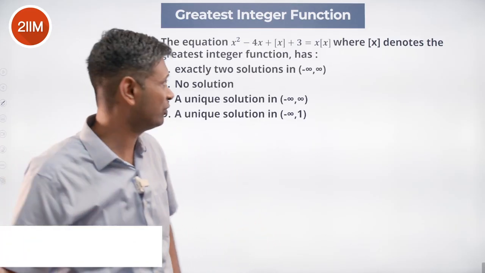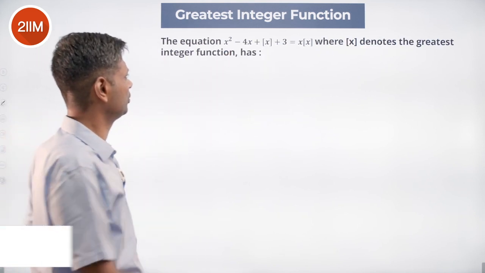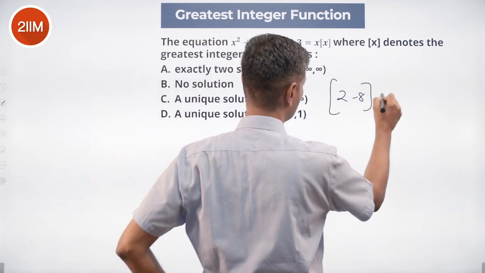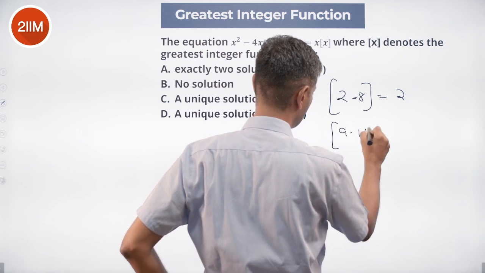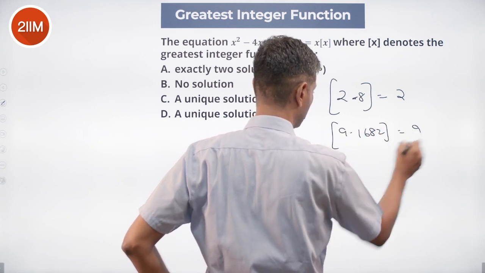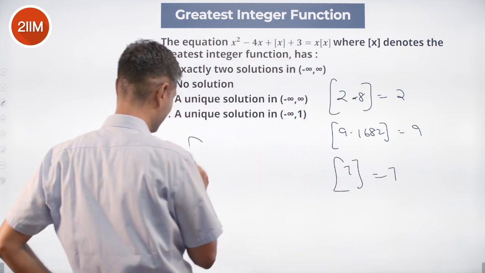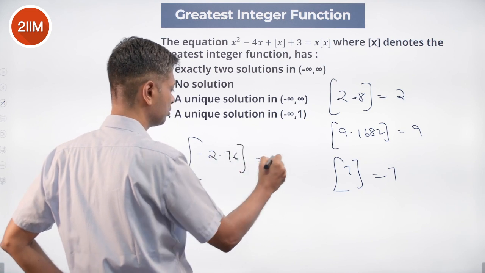Beautiful question. I'm going to see if we can manipulate it in some form. This greatest integer function is brilliant. And so greatest integer of 2.8 is 2. Greatest integer of 9.1682 is 9. Greatest integer of 7 is 7. Greatest integer of minus 2.76 is minus 3.